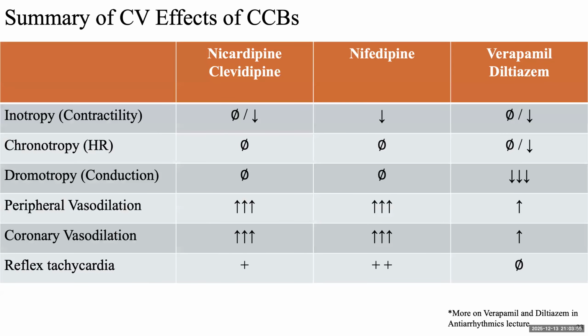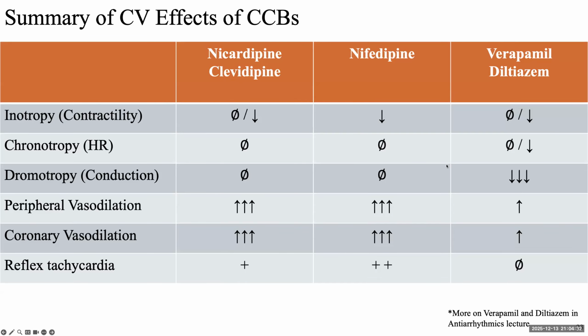So again, making another table to sum it up for you guys and make it easy to compare drugs. When we talk about effects on inotropy, we really see none with nicardipine and clevidipine, maybe just tiny amounts. Now, nifedipine does definitely cause a slight decrease in inotropy. And then verapamil, diltiazem, these are those non-dihydropyridine calcium channel blockers that I mentioned. We'll go into more detail in the antiarrhythmics lecture, but they might have no effect or maybe just trace amounts of decrease.